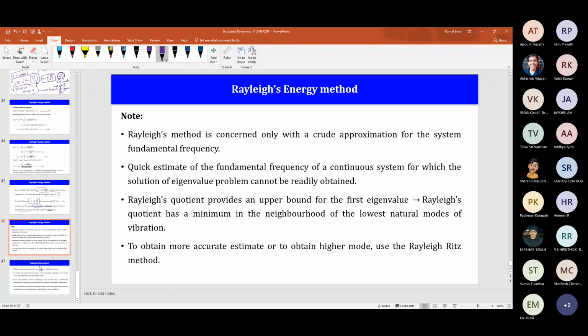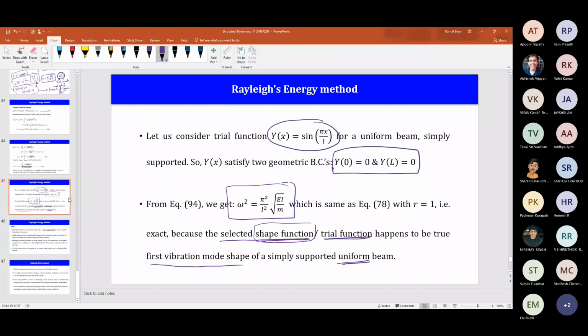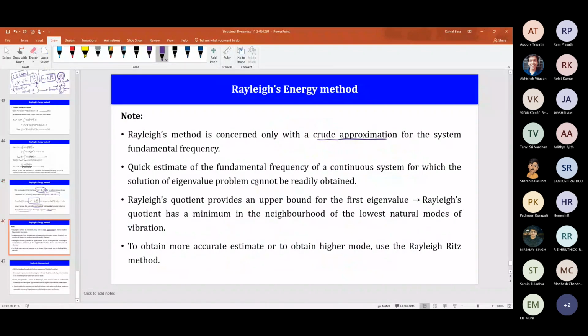Rayleigh method is concerned only with a crude approximation of the system's fundamental frequency. Here I already know the exact value for a simple uniform beam, since this is my trial function. It gives a quick estimate of the fundamental frequency of a continuous system for which the solution of the eigenvalue problem cannot be readily obtained. Rayleigh's quotient provides an upper bound of the first eigenvalue.